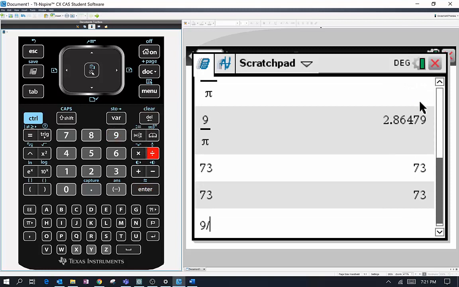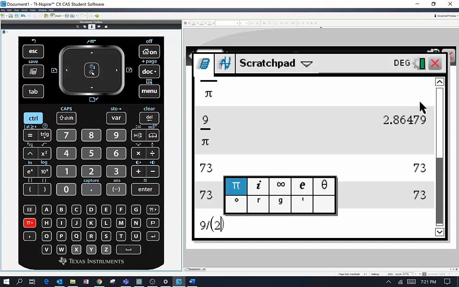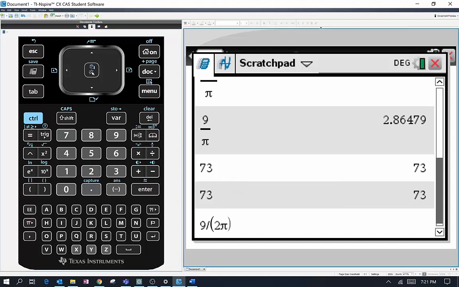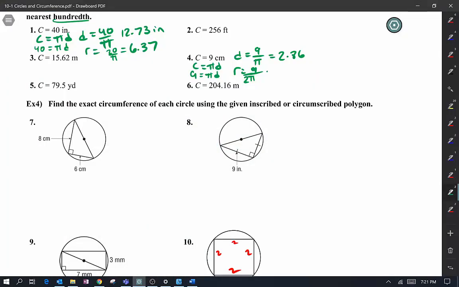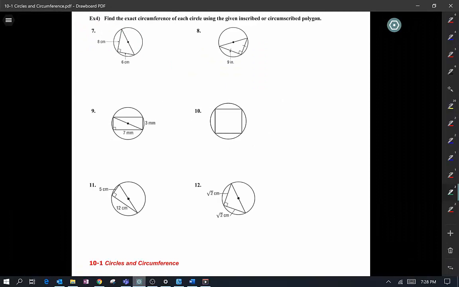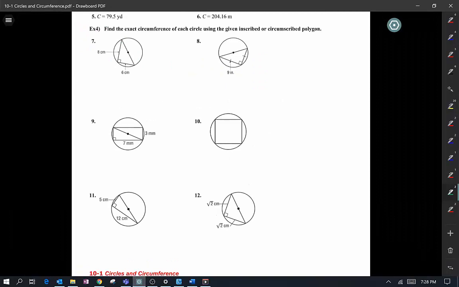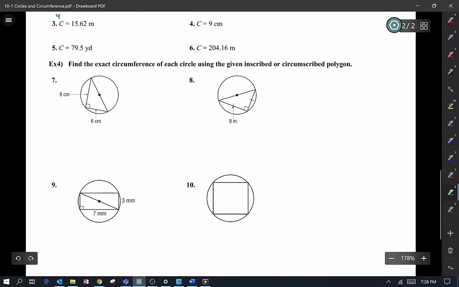9 divided by 2 pi is around 1.43, right? So around 1.43, although you could have just taken half of that, right? Pretty easy. Okay, so let's try example 7 now.